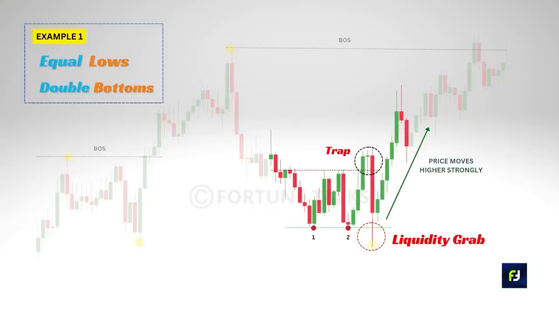Take a look at this chart. You can see price making equal lows. So clearly there is sell side liquidity below this level. And what happens next? As you can see, the market moves down and absorbs these clusters of orders and then it reverses to go higher. Usually, when liquidity is absorbed, the price will move quite strongly.